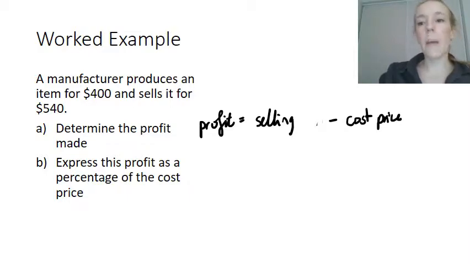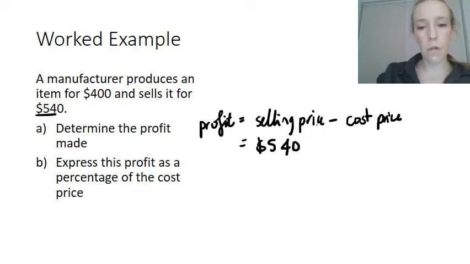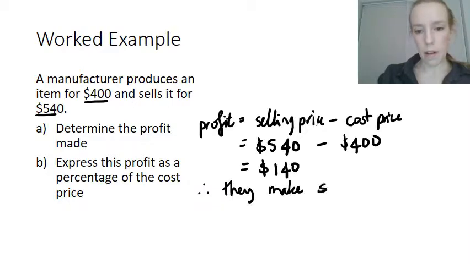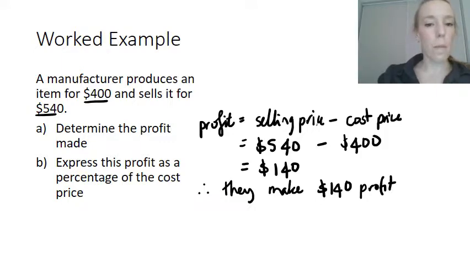So the selling price is how much did they sell it for? And then the cost price is how much did it cost them to make it. So they are going to sell it for $540. So that's $540. The cost price is how much it cost them to make it. So it cost them $400 to make it. So their profit is $540 minus $400, which is $140. So their profit would be $140. Therefore, they make $140 profit. Okay, so then for B, that's for A.